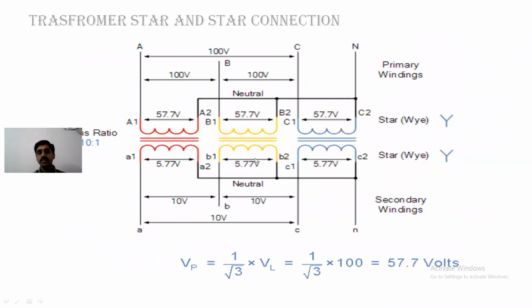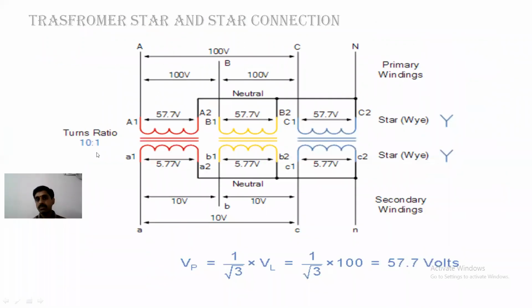You can see this picture, 10:1 ratio transformer, as I said. So here the primary side is 100 volts and this is the line voltage. What is the phase voltage? By root 3, phase voltage is equal to 57.7. Here also you can observe the secondary side is 10 volts. The phase voltage is 5.77. You can observe the three voltages like this.